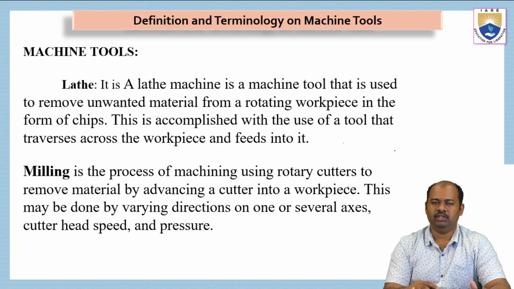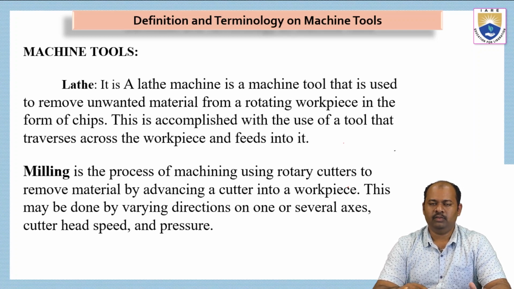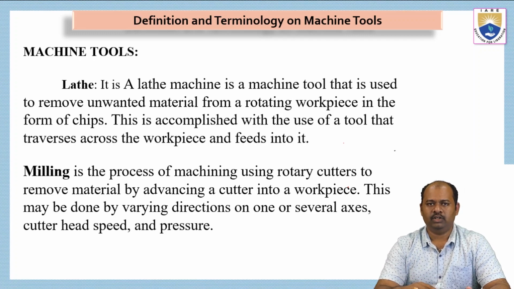So unlike lathe machine, milling machine will accomplish multi-point cutting tool cuttings. So in lathe machine, we will have only a single point cutting tool. That means it can remove the material from a metal very slowly and at a rate which is much less than the milling machine. Whereas in milling machine, we will have a multi-point cutting tool. That means it will have more than one cutting tool by which we can accomplish the chip removal from the metal at a higher rate when compared to lathe machine. So this is the basic difference between a lathe and a milling machine.